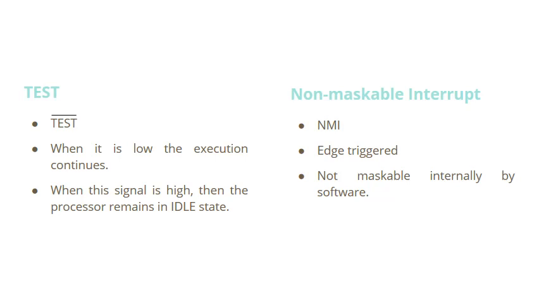The test signal, which is denoted by TEST bar. This signal is examined by the wait instruction, and when the signal is low, the execution will continue, and if the signal is high, then the processor remains in the idle state.